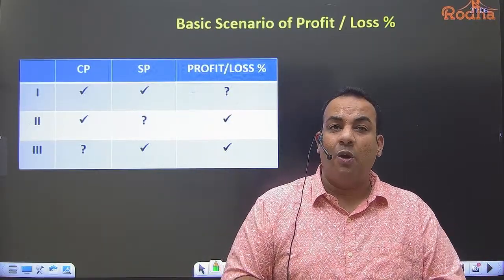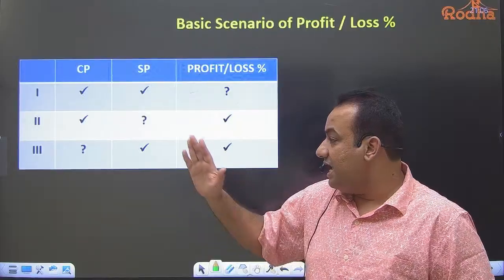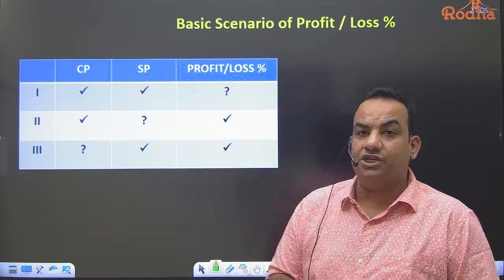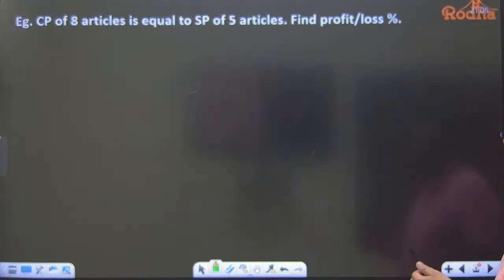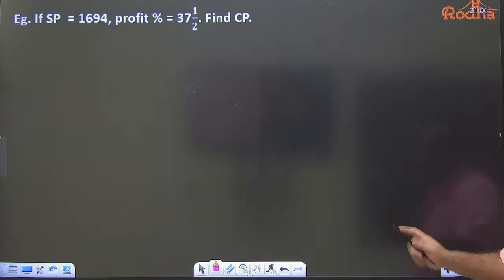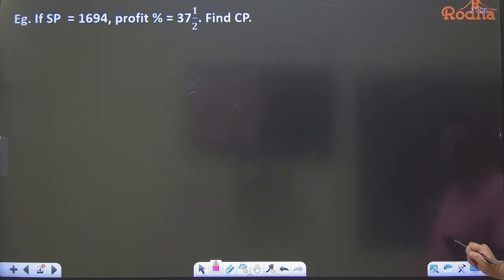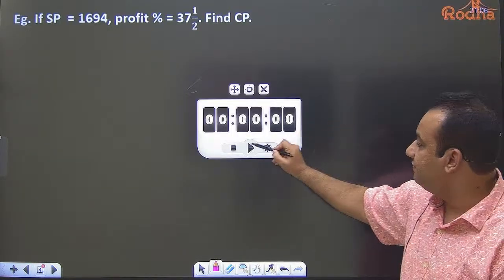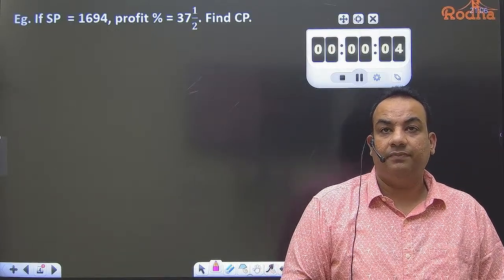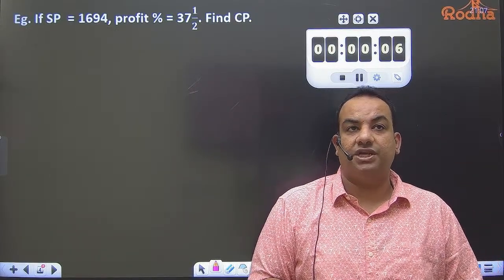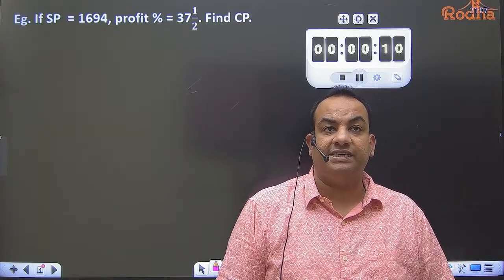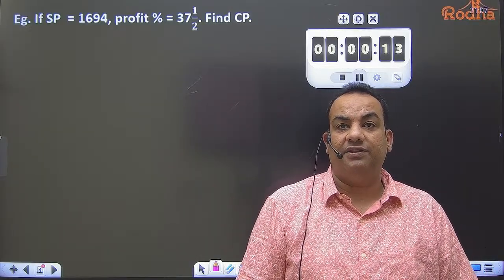The third scenario is the most important scenario. Please understand, whatever be the question in profit loss, every question will break up into these three formats. So I am just showing you the question. Try this question, all of you. I'm giving you 45 seconds for this question. Selling price is 1694. Profit percentage is 37.5. You have to find the cost price.